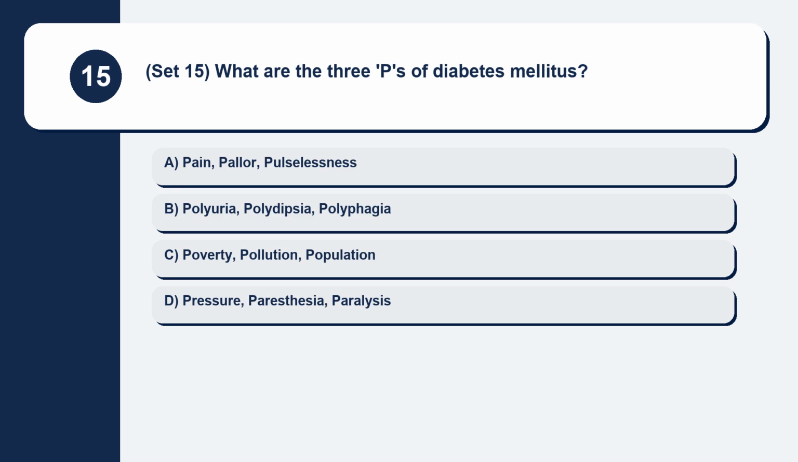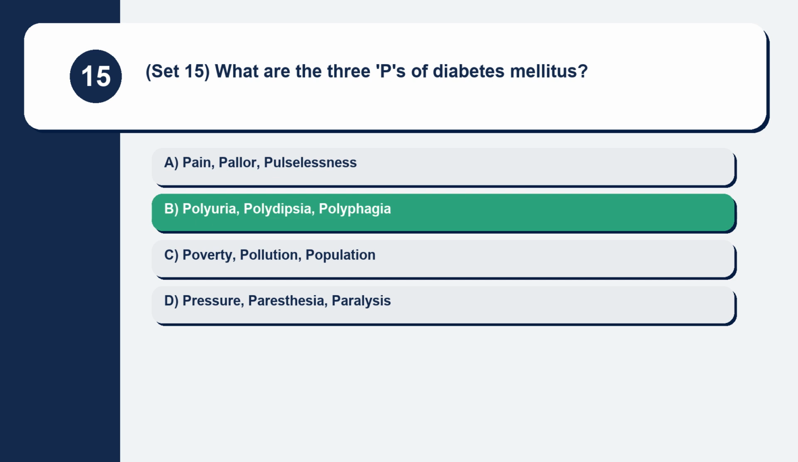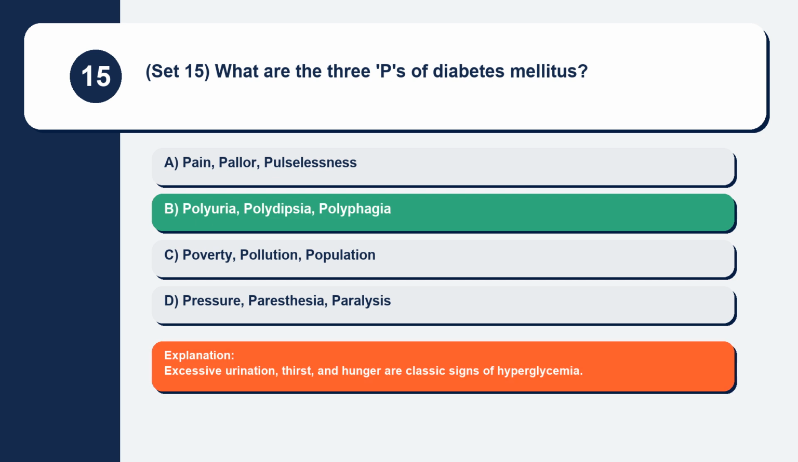Question 15. Set 15. What are the 3 P's of diabetes mellitus? Pain, pallor, pulselessness; polyuria, polydipsia, polyphagia; paresthesia, paralysis, pressure. Excessive urination, thirst, and hunger are classic signs of hyperglycemia.